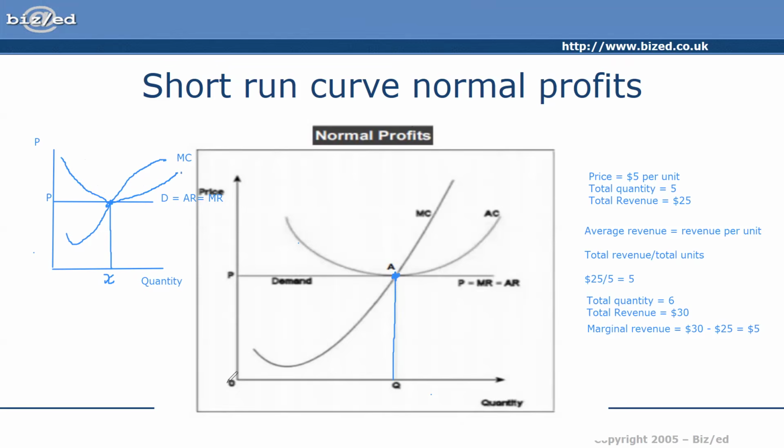So if we look at the point where marginal cost is equal to marginal revenue, you'll see that the average cost is also equal to average revenue. And that means we are making normal profits.